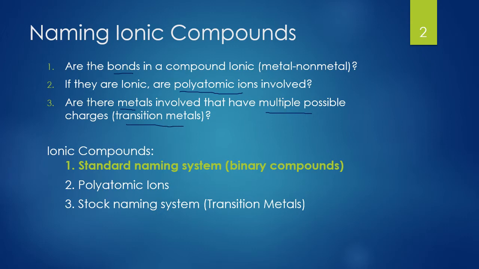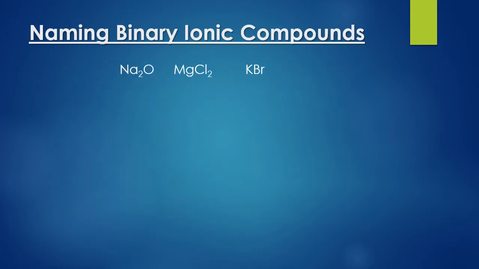So ionic compounds can become very difficult to name because there's a lot of metals on the periodic table to take into consideration. But we're going to start out slow with a standard naming system for binary compounds. Remember that the word binary means 2 elements only. Then we'll move on to talk about polyatomics and the transition metals. Let's look at naming binary ionic compounds.